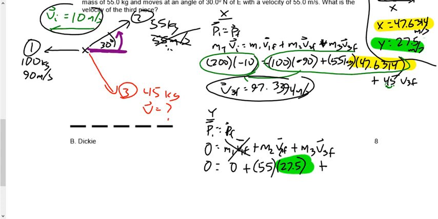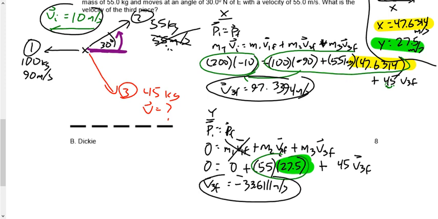Plus m3 is 45 times v3f. This one's easier to solve for. You're going to combine these two terms, take it to the other side by subtracting, then divide by 45. v3f works out to be negative 33.611 meters per second. Now we combine them.